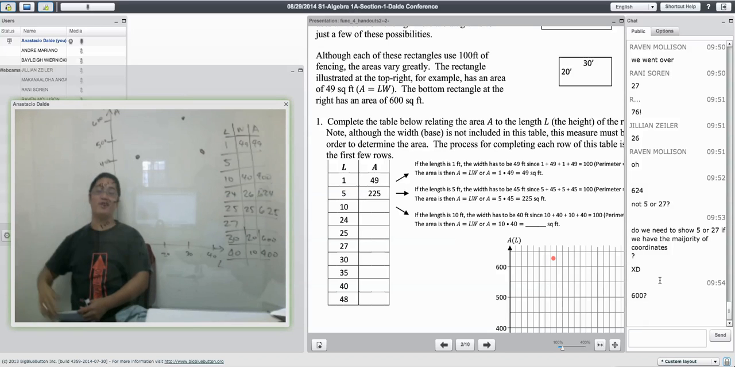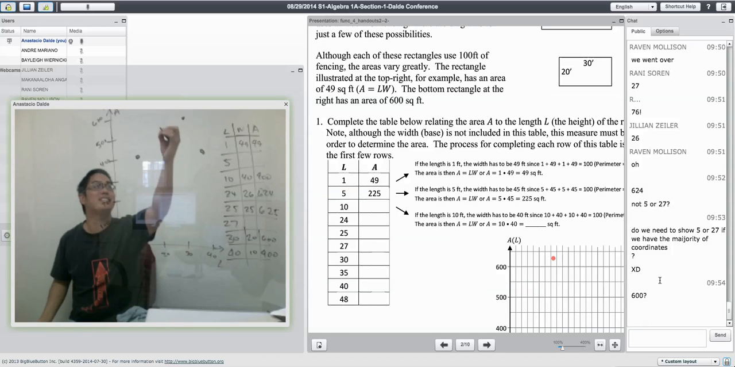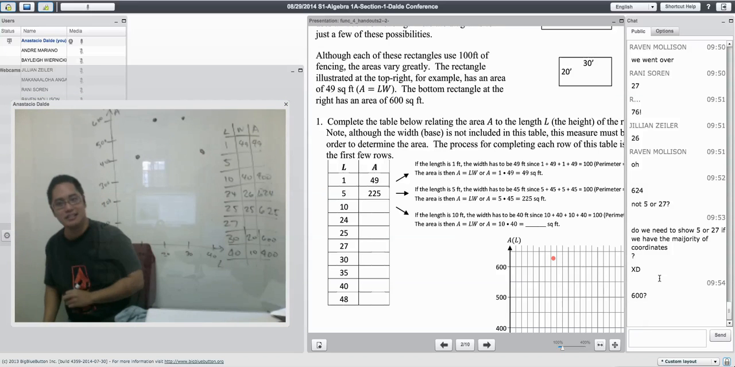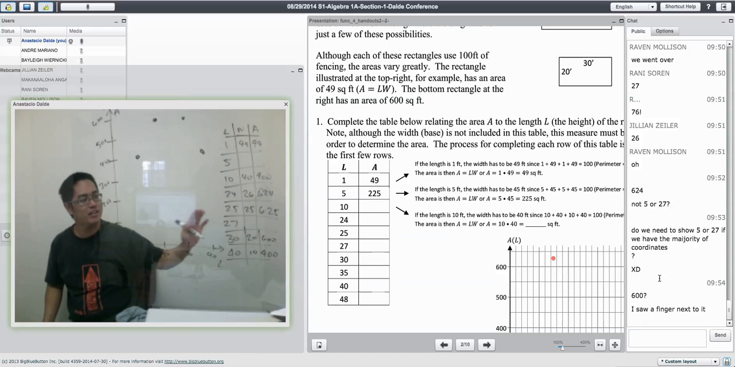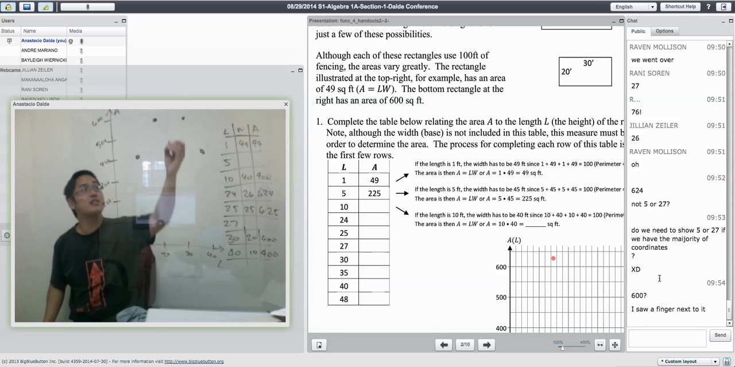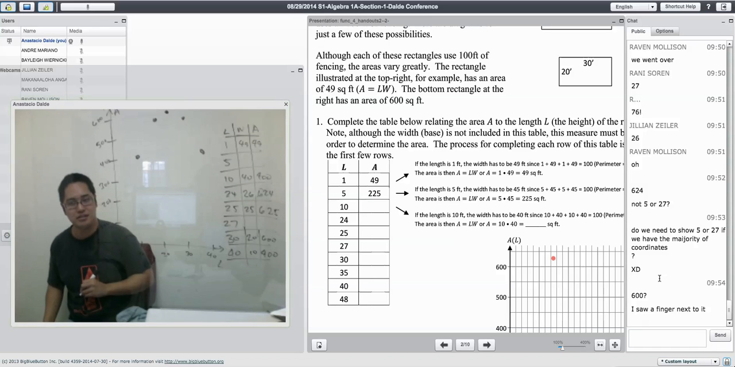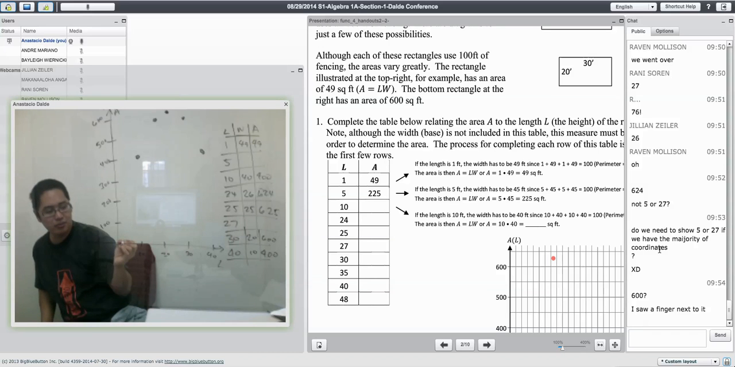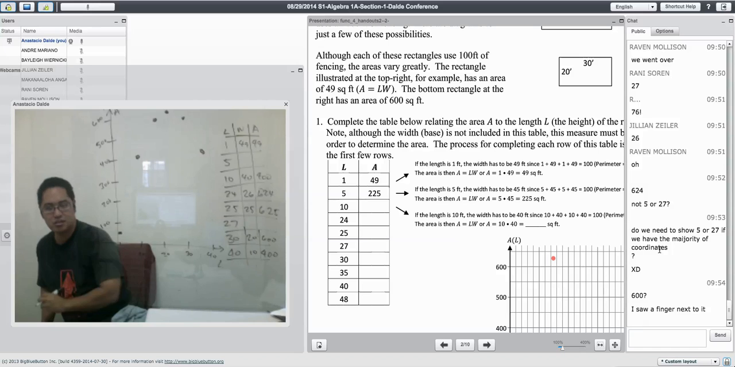600, perfect. How did you get that? That's amazing. Yes, exactly. All right. At L equals 25, this thing was 625. So it's up there. At L equals 1, way over here, A equals 49, so about halfway over there. You guys see that?